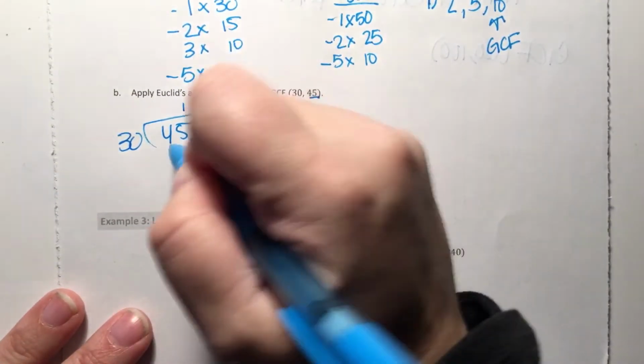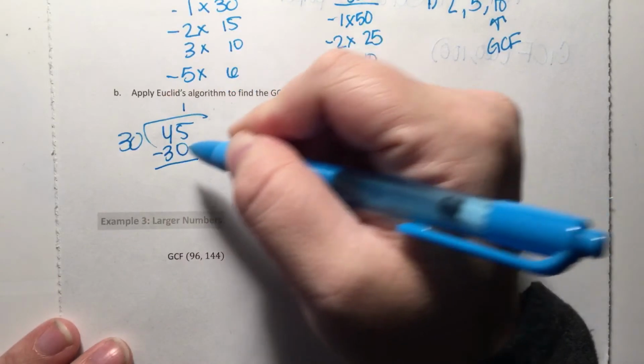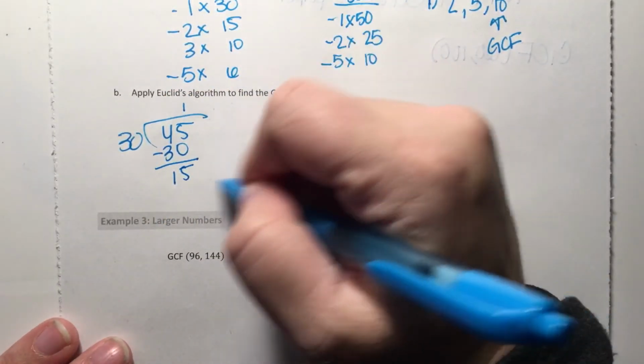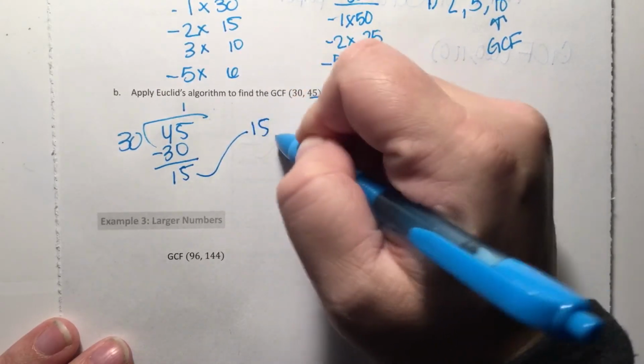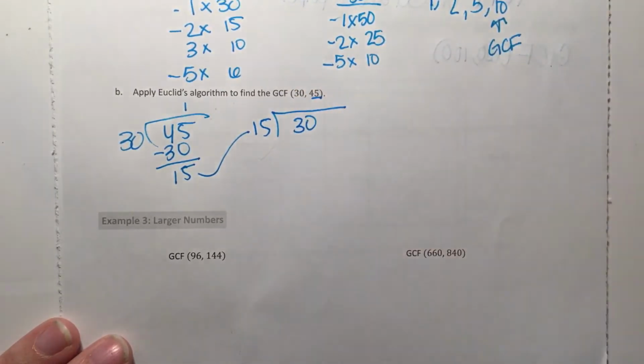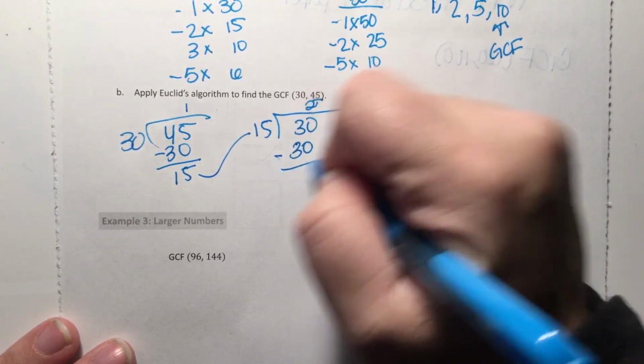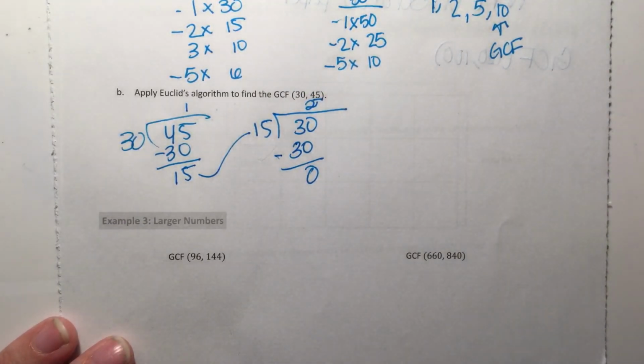Awesome. Perfect. Goes in one time. I know there's 15 left over. That's just head math for me. So then I take my 15, I put it on the outside, and my 30 on the inside. Ooh, that goes in 2 times. That's even. 0. What's my greatest common factor?